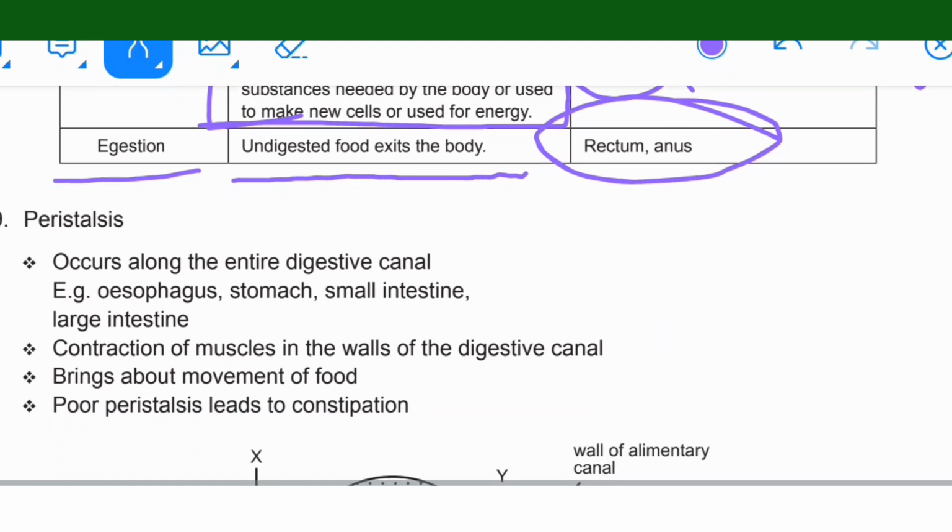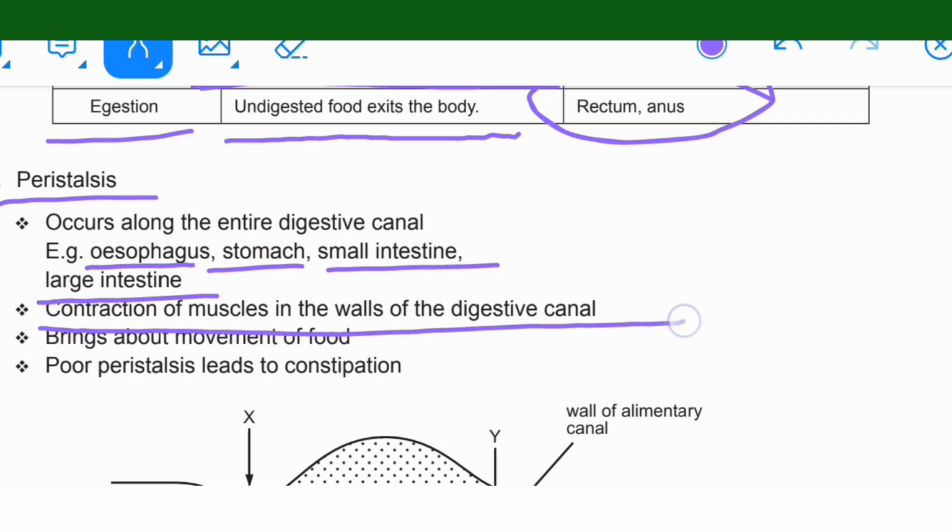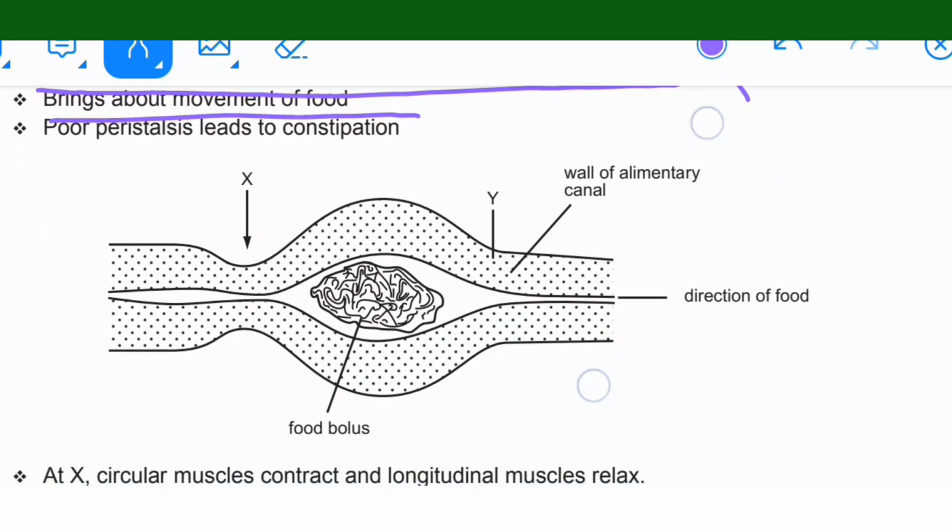They're actually different. The next one is peristalsis. Peristalsis occurs along the entire alimentary canal. So it takes place in the esophagus, the stomach, the small intestine, and even the large intestine. When the muscles contract in the walls of the digestive canal, when they squeeze, or get close to each other, it causes the food to move forward. Then poor peristalsis, like we talked about earlier, can cause what is called constipation. When your food stays long in your large intestine, it leads to hard stool or hard feces. Now this is a diagram that shows the process of peristalsis.